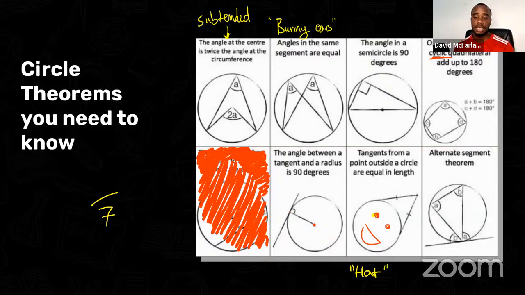So in other words, this angle down here, the angle formed between the tangent and the chord, is going to be equal to the angle in the alternate segment. In other words, it's like the angle facing the one that you just found. So that angle A would be equal to A up here. And likewise, the angle B right here would be equal to this angle up here, which is B. All right? So those are basically the theorems that you want to know.